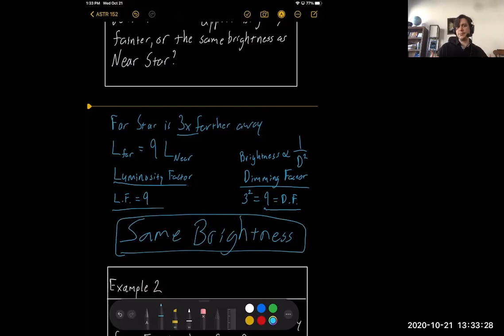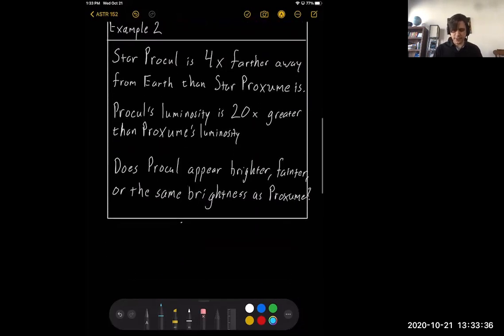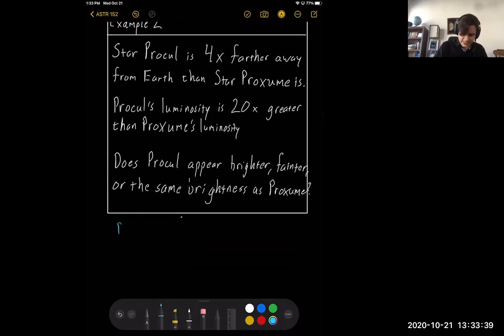Okay, so now that we have used the luminosity factor and the dimming factor, let's do it again with another question. So example number 2. Star Procule is 4 times farther away. So this time I'm just going to write it as D. I'll call this one D. Let's just write it out. D Procule equals 4 times the distance to Proxime. Okay, so it's 4 times farther away. And the luminosity of Procule is 20 times that of Proxime.